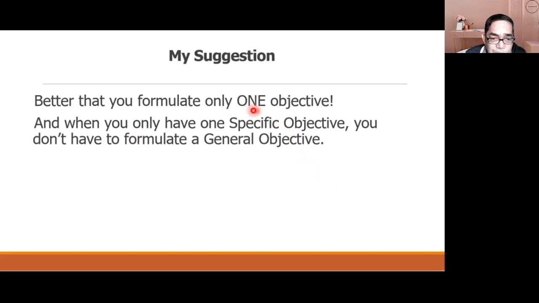The only reason why we specify specific objectives and general objective, if we do have a general objective and many specific objectives, is just to distinguish the general from the specific. But if you don't have a general objective, there is nothing to distinguish it from. So just say the objective of the study.